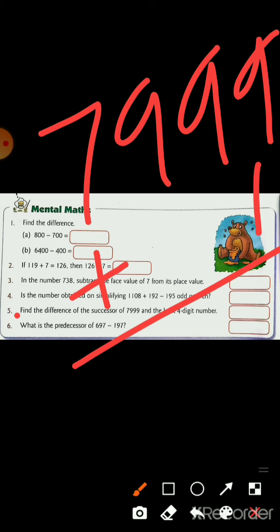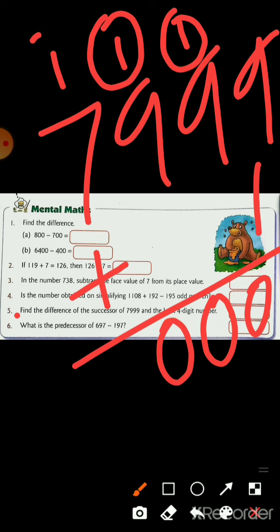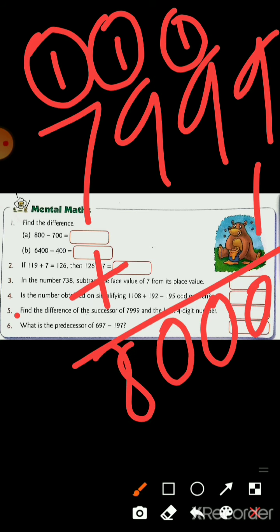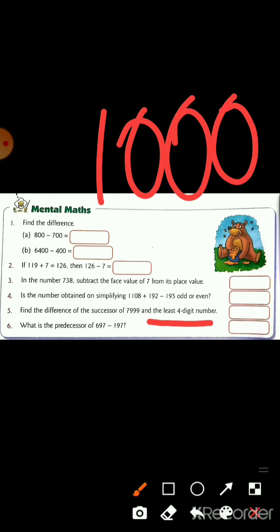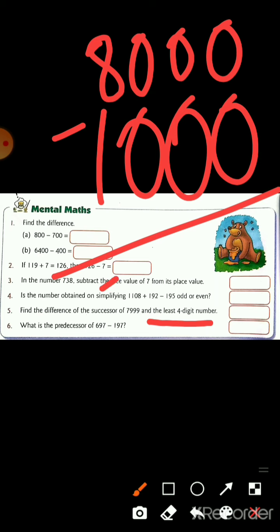So 9 plus 1 is 10, so 1 is carried over. 1 plus 9 is again 10, so again 1 is carried over. 1 plus 9 is 10, again 1 is carried over. This is 8000. And the least 4-digit number is 1000, and the successor of 7999 is 8000. So the difference becomes 7000.